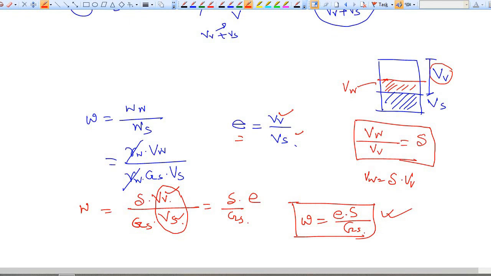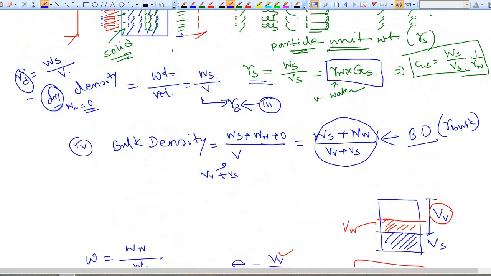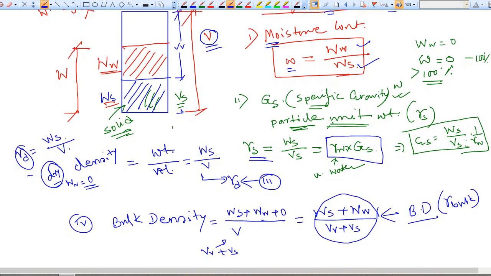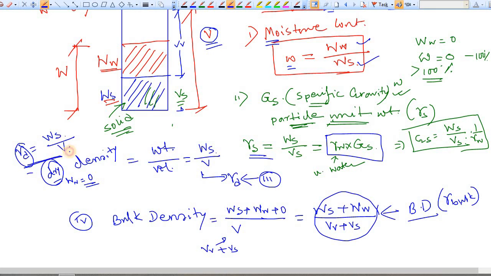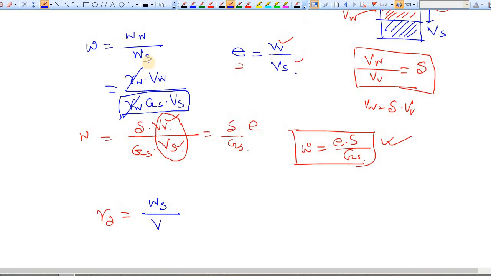Just like this interrelation, you can derive many more interrelations. For example, we can write our dry density, gamma D. What was gamma D? Let's check in the weight relations. Gamma D is simply the weight of solid by total volume. Clear? And you can write the weight of solid by this formula. This was our weight of solid formula. So gamma W times GS times VS by V.